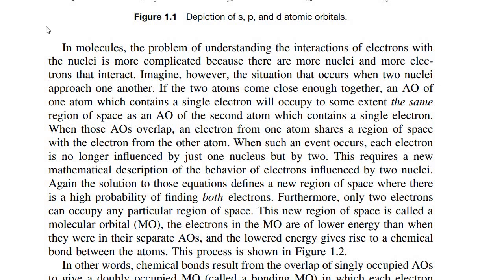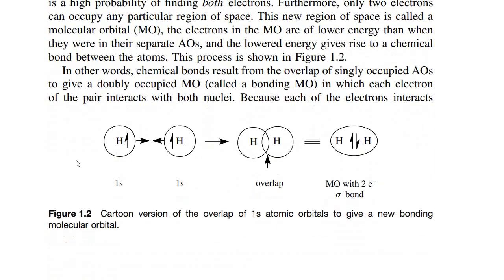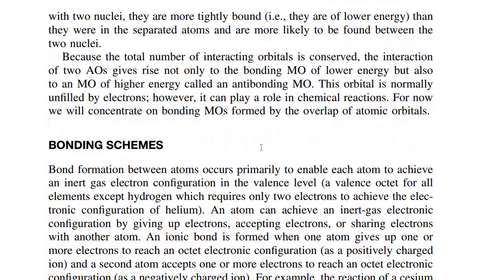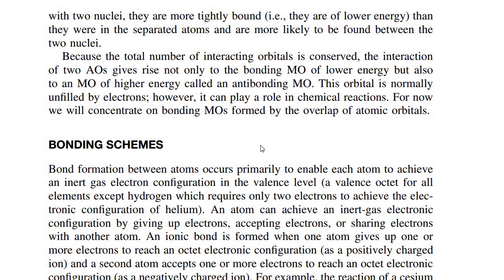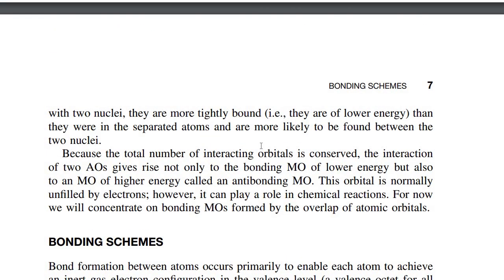Now you can see here one electron from one hydrogen, one s orbital, and another s orbital. Now these are overlapped in this region. This is the molecular orbital with two electrons, and this is known as a sigma bond. So my friends, I hope you understand the meaning of atomic orbital, molecular orbital, and the shapes of s, p and d orbitals.